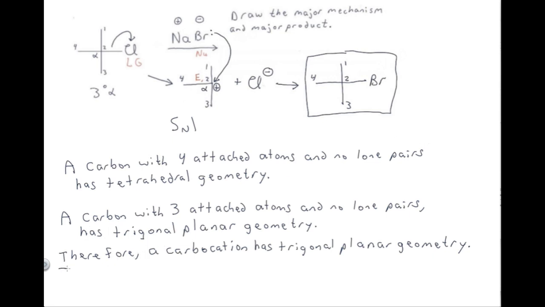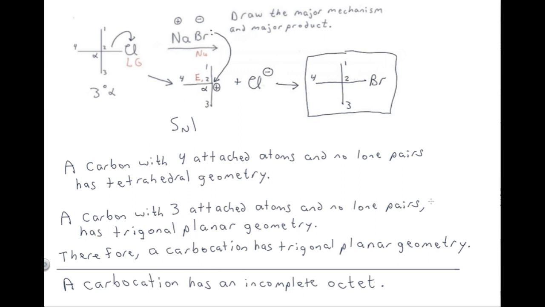Before we proceed, let me make one other comment about a carbocation. It's good to know that a carbocation has an incomplete octet. That should be obvious because it has 3 attached atoms and no lone pairs. That gives it only 6 surrounding electrons. That's an incomplete octet. We've really been taking that for granted when we do this step.